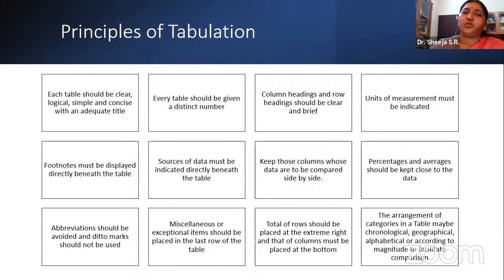Then abbreviations should be avoided, and ditto marks should not be used in a tabular presentation. And miscellaneous or exceptional items should be placed at the lowest row. So first you have to write down all the important items, and the miscellaneous item or the exceptional item should be placed at the last row, and total of rows should be placed at the extreme right. Not total number, total of rows. And similarly, total of columns must be placed at the bottom. So these are the important principles that you have to remember while making a tabular presentation.